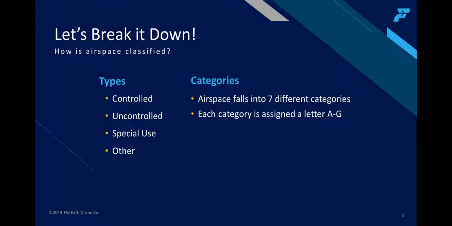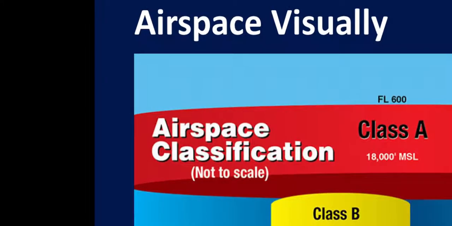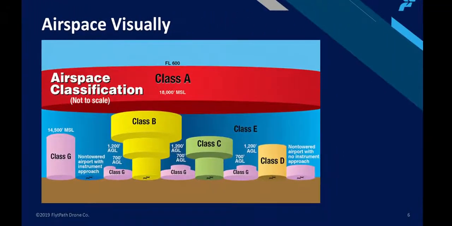So airspace is broken down into 4 types: controlled, uncontrolled, special use, and other. It's further broken down into 7 categories, with each category assigned a letter A through G. Now let's take a visual look at how airspace is broken down in this infograph. Class A and B airspace are altitude-based and start at 18,000 and 12,500 feet, respectively, so you won't encounter them unless something goes really wrong.